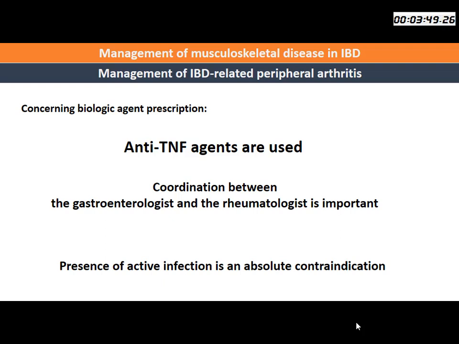Presence of active infection is an absolute contraindication, especially fistulizing Crohn's disease. In our literature, this is a clear contraindication.